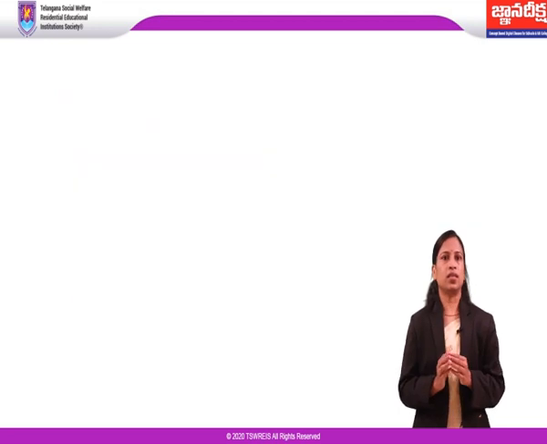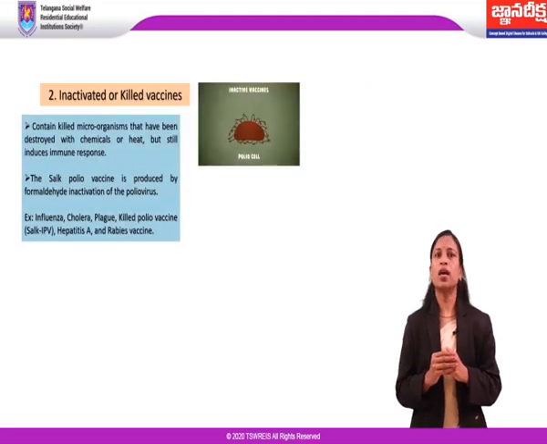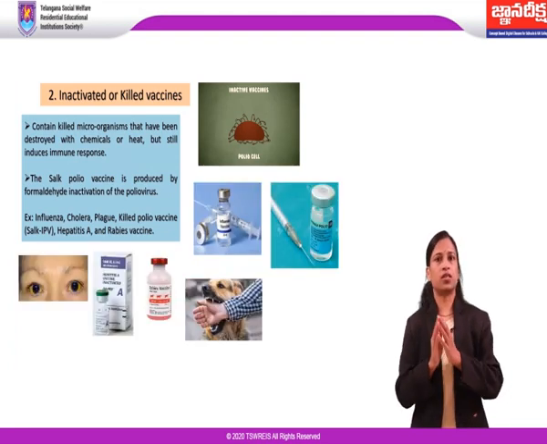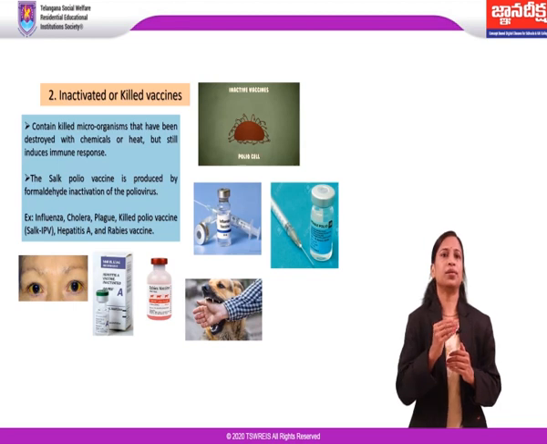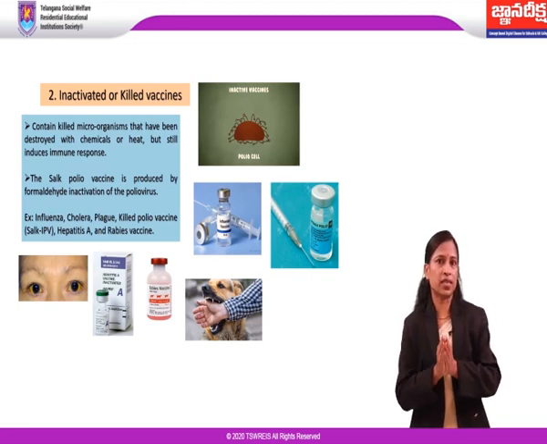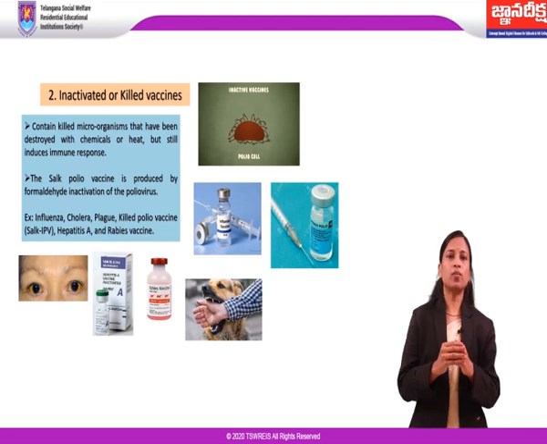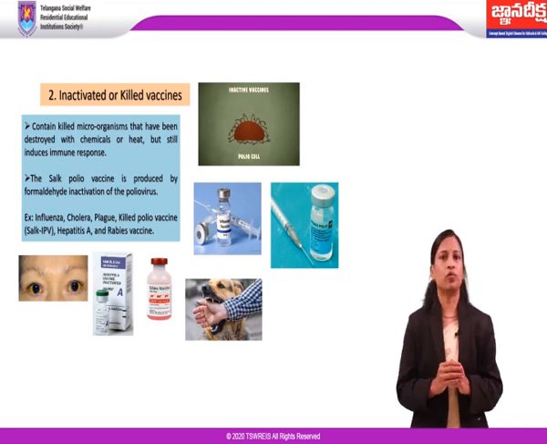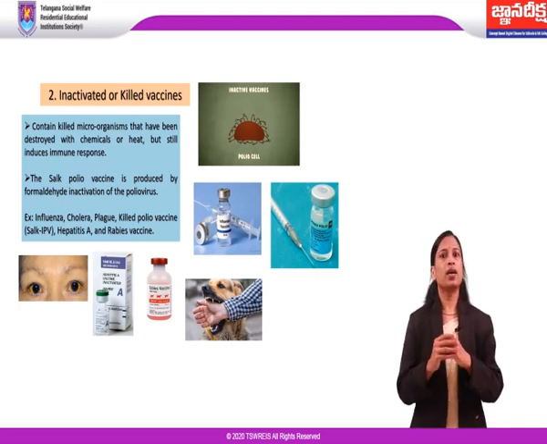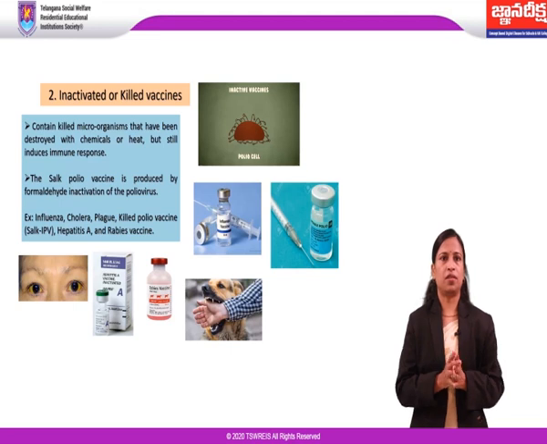Whereas killed vaccines are made from microorganisms that have been killed or inactivated with chemical or heat treatment, but still they can induce immune response. In particular, the Salk polio vaccine, that is the injectable polio vaccine, is produced by formaldehyde inactivation of the polio virus. Examples include influenza, cholera, plague, hepatitis A and rabies vaccine. Both types of vaccines have some advantages and disadvantages.